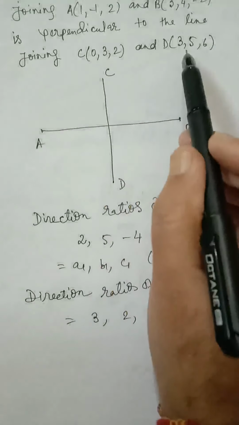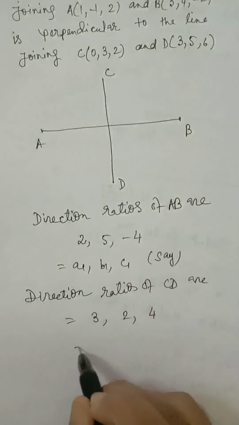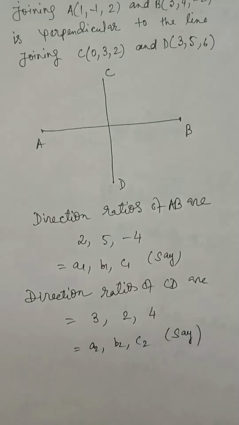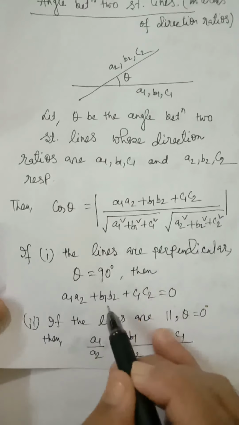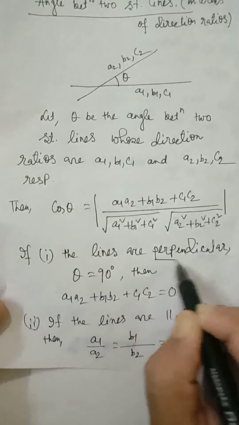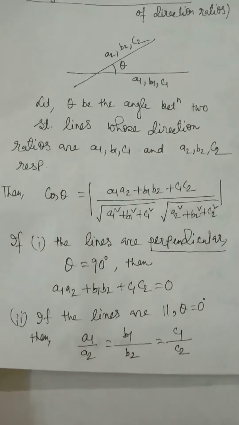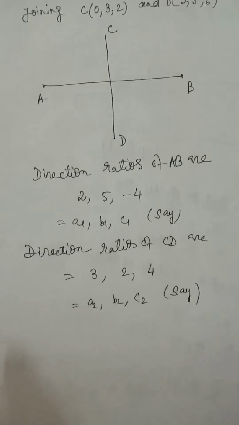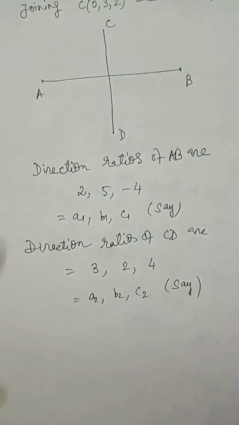Direction ratios of CD are x2 minus x1, so 3, 2 and 4, equal to A2, B2 and C2. And now we know two straight lines will be perpendicular if A1 A2 plus B1 B2 plus C1 C2 equals 0, where A1, B1, C1 and A2, B2, C2 are the direction ratios of the straight lines. So we have to show AB and CD are perpendicular. We have calculated direction ratios of AB and CD.